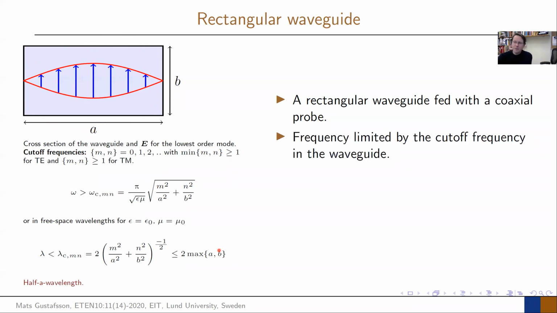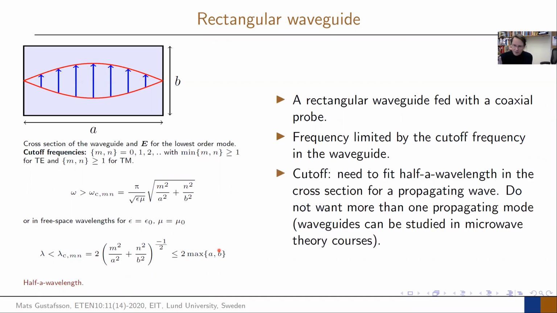So frequency is limited by a cutoff frequency in the waveguide. You can see part of the derivation is in the lecture notes in the appendix. And the cutoff here is that we need to fit half a wavelength in the cross section for a propagating wave. And we don't want more than one propagating wave, because then we don't really know which mode is excited. So they're designed to only have one propagating wave.